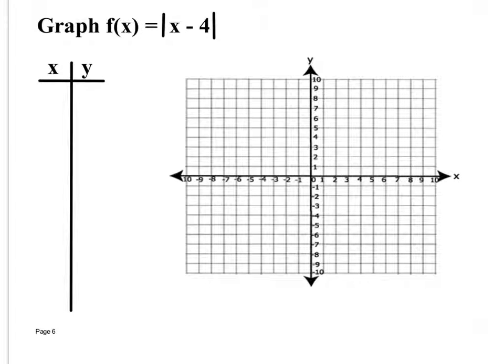So it wants us to graph f of x, which is the absolute value of x minus 4, and don't forget you're supposed to state the domain and range. All right? Now what we're doing now, we know the parent function looks like that.